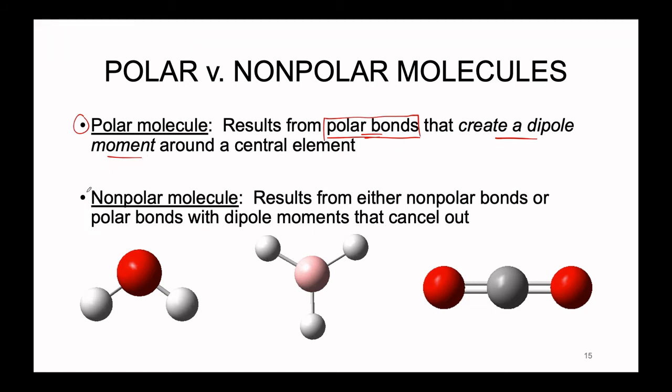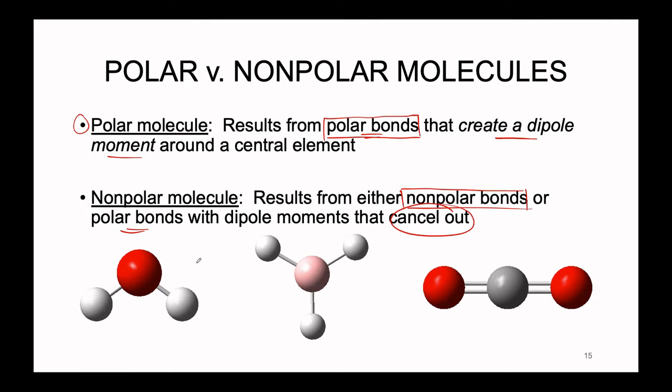Nonpolar molecules can be formed in two different ways. Either the molecule is made up of nonpolar bonds, or it does have polar bonds inside, but they are pointing in opposite directions, and so the moment of the polarity is going to cancel out across the whole molecule. All right, so let's look at three different examples. Each of these molecules down below illustrates one of these three cases.